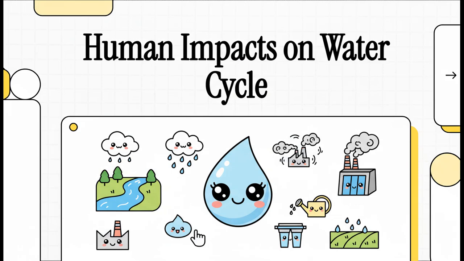Hi everyone and welcome. In this explainer, we're going to get you totally up to speed on a key topic for your AQA A-level environmental science course, the impact we humans are having on the water cycle. We'll break down everything from the natural system to how we can manage it all sustainably.